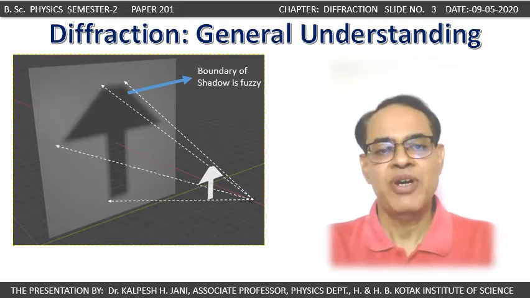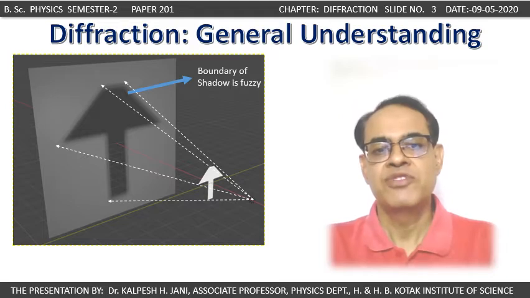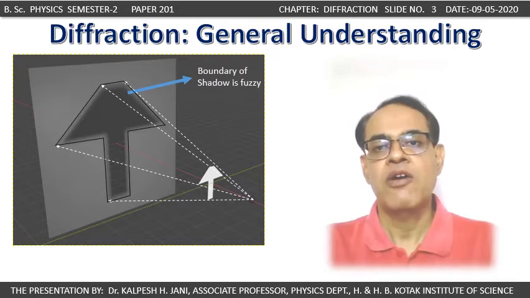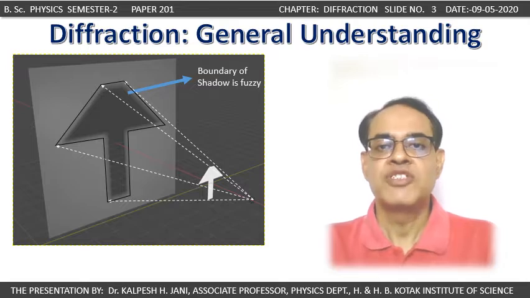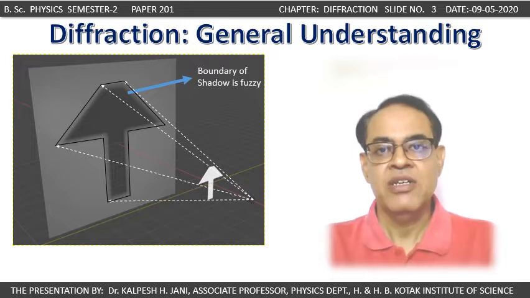So we get these points on the screen. We have taken some representative light rays originating from the point source, falling on the edges of the object, and they would trace some points on the screen. And if you connect these points on the screen, you will have an outline, and this outline is what we call the geometrical shadow. That is the shadow which we expect the light should be forming on the screen.